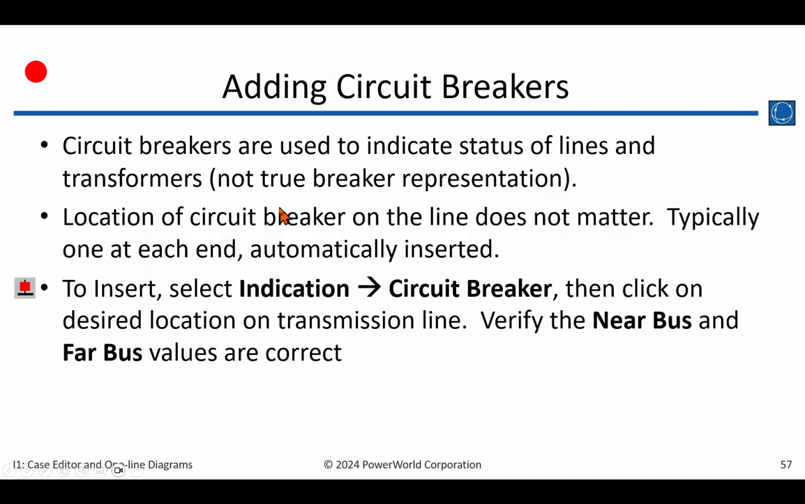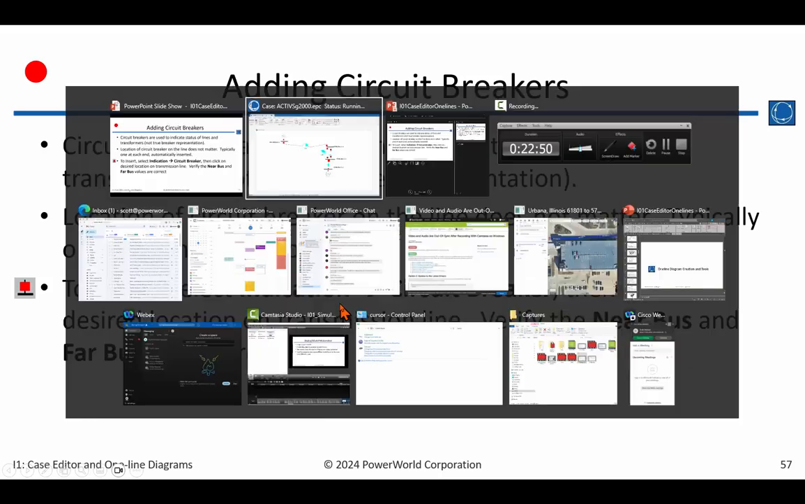And by default, lines are shown with two circuit breaker symbols, one on either side. They're not necessarily circuit breakers. It's just a visual indication that you can use to click on it to open a line or close a line. It normally adds two, but if you want to put other ones on there, you can.